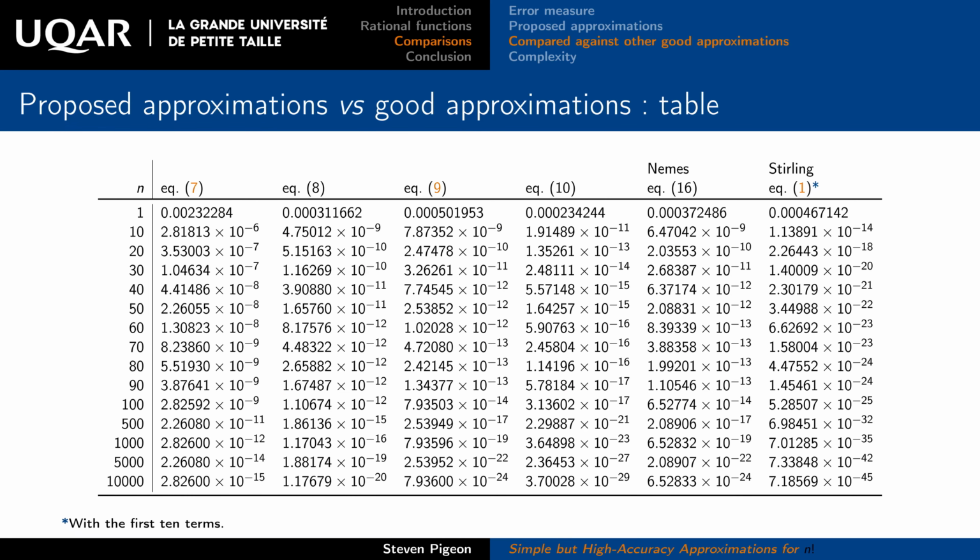Here are the same results now presented as a table. From the table, it is now clear that equation 9 and equation 16, AMMS approximation, are about the same, with a slight advantage to AMMS. From the table, we also see that equation 10 does much better than all the other approximations.